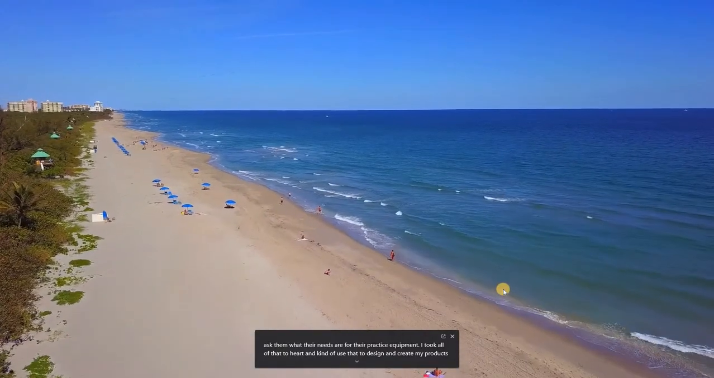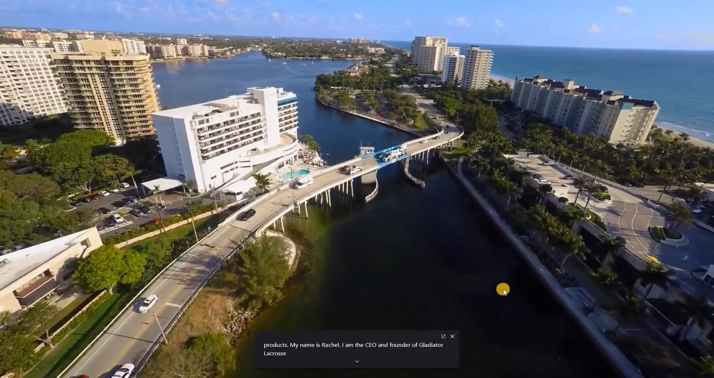My name is Rachel Zeitz. I am the CEO and founder of Gladiator Lacrosse, which is based out of Boca Raton, Florida. When you reach out to people as a teenager, they don't really notice you as an authority figure yet, and I learned to be really persistent in the things I want to accomplish and to not take no for an answer.